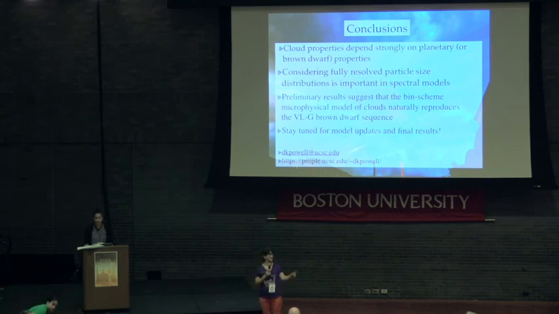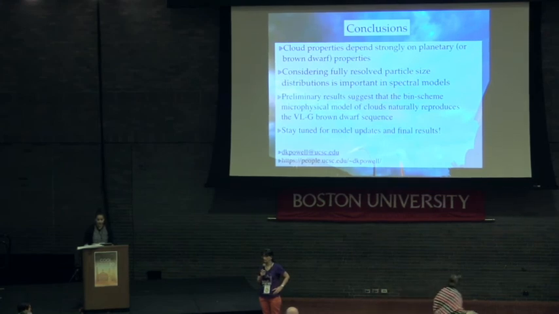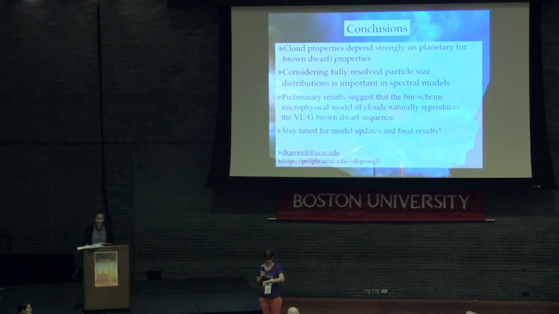Jackie Faherty, American Museum of Natural History. And this comment: the preliminary results suggest that you can reproduce the very low gravity brown dwarf sequence that looks nice in the J versus J minus K, but of course we have much more info. The color magnitude diagram is really interesting, and say if you go to mid-infrared. So have you looked at how you do it differently on different color magnitude diagrams, say?